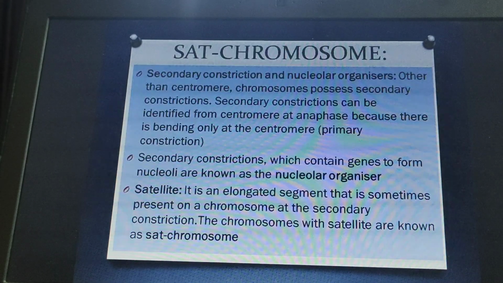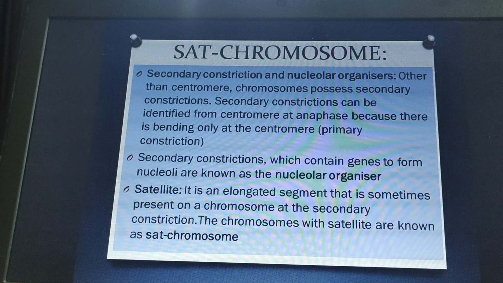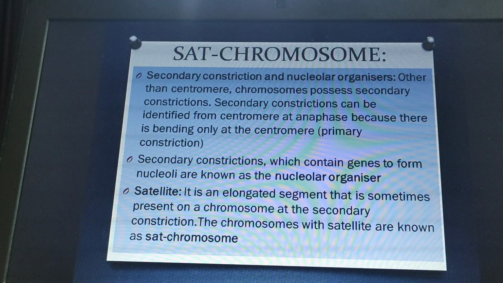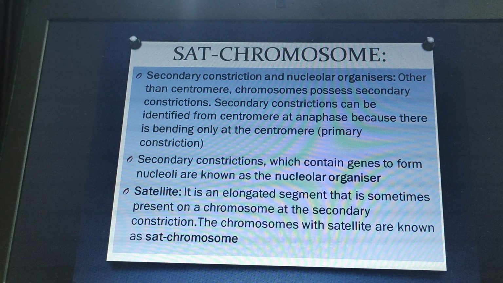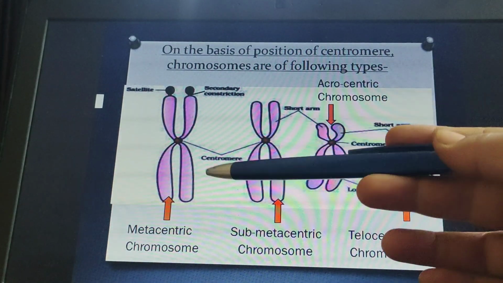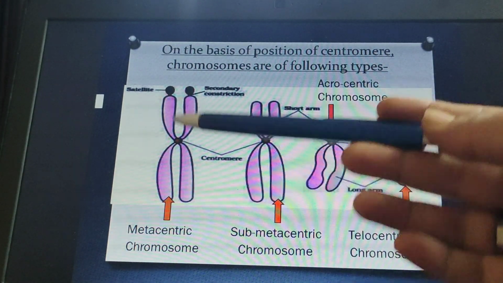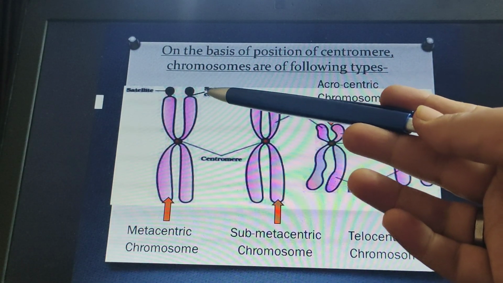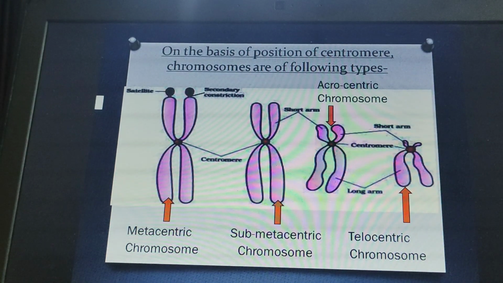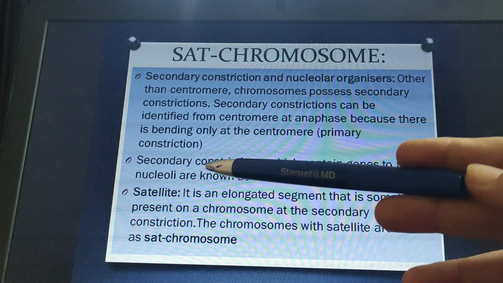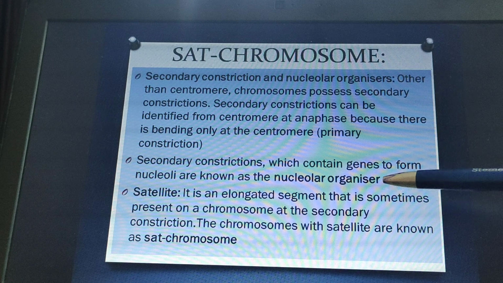Now, another important thing is the SAT chromosomes. There are certain chromosomes which contain a secondary constriction. In addition to the primary constriction, they contain a secondary constriction, and such chromosomes are called SAT or satellite chromosomes. You can see over here, this is the picture of a SAT or satellite chromosome which has a secondary constriction, and there is some segment of DNA above that secondary constriction, which is called the satellite DNA. This secondary constriction contains the genes to form the nucleoli and is known as the nucleolar organizer.